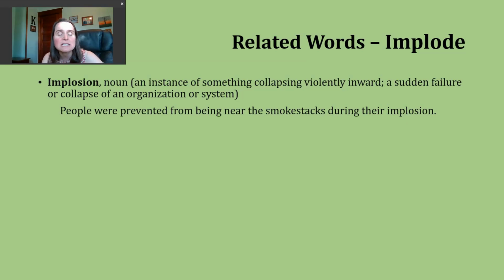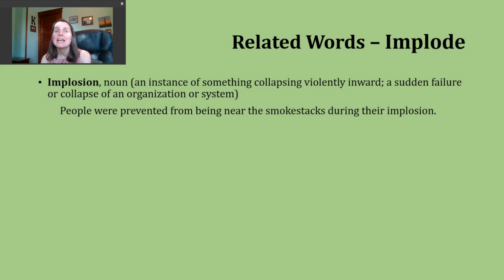So, an example of this might be: people were prevented from being near the smokestacks during their implosion. So this sentence is getting to that idea of the demolishing of something. So we're trying to get rid of, bring something down. And maybe instead of pulling something apart, the only way for us to do it really is to have it kind of safely collapse inward on itself.